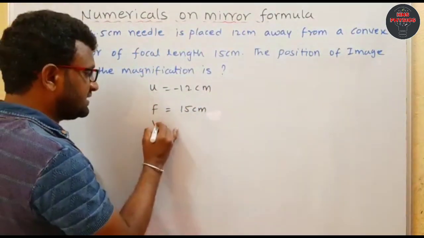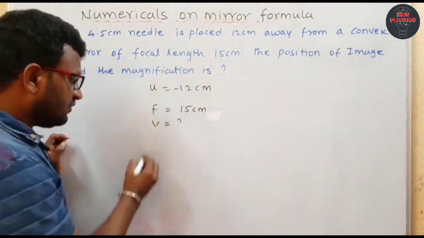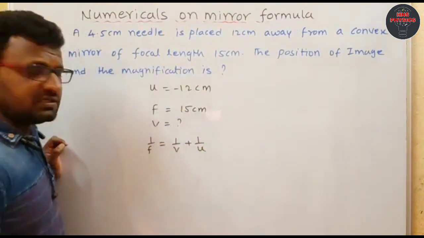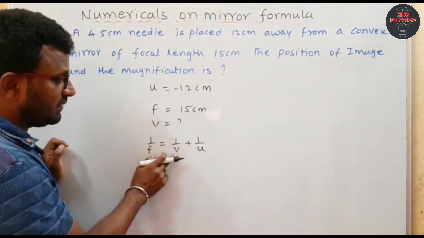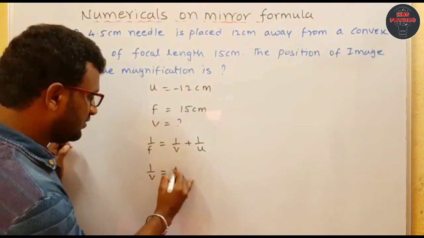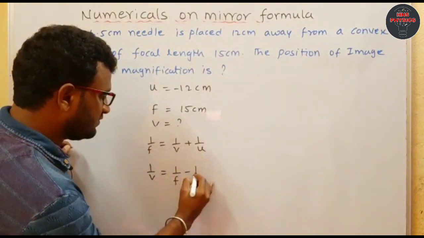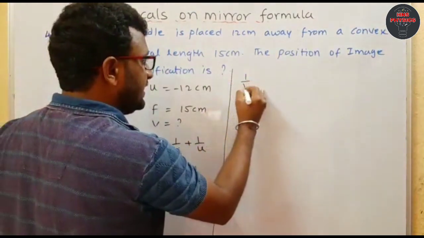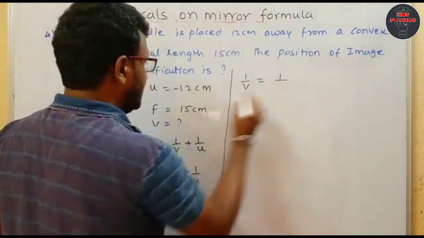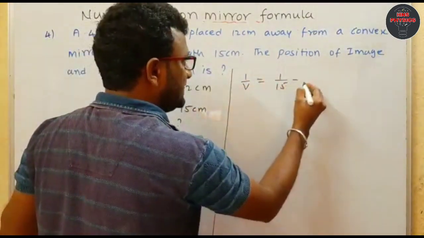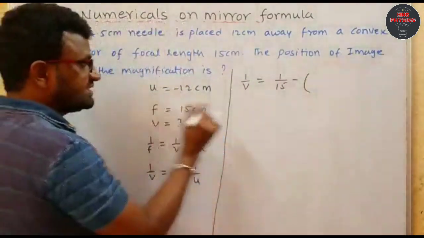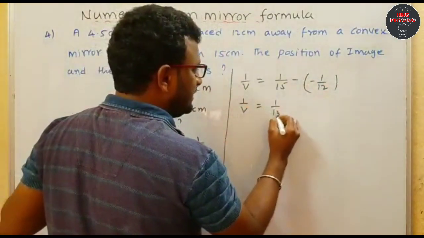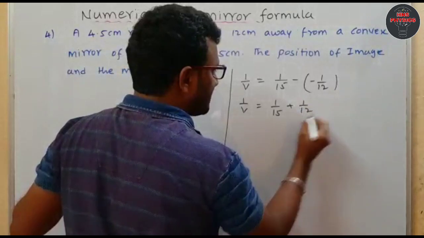Now we have to find the image distance, equal to question mark. So 1 by f equal to 1 by v plus 1 by u. This is the mirror formula. Here we need to find the image distance. Then 1 by v equal to 1 by f, and you can take this value to the other side, so minus 1 by u. Now substitute values. 1 by v equal to 1 by f, that means 1 by 15, minus of the object distance, which is negative, so minus 1 by 12. So 1 by v equal to 1 by 15, minus into minus plus 1 by 12.